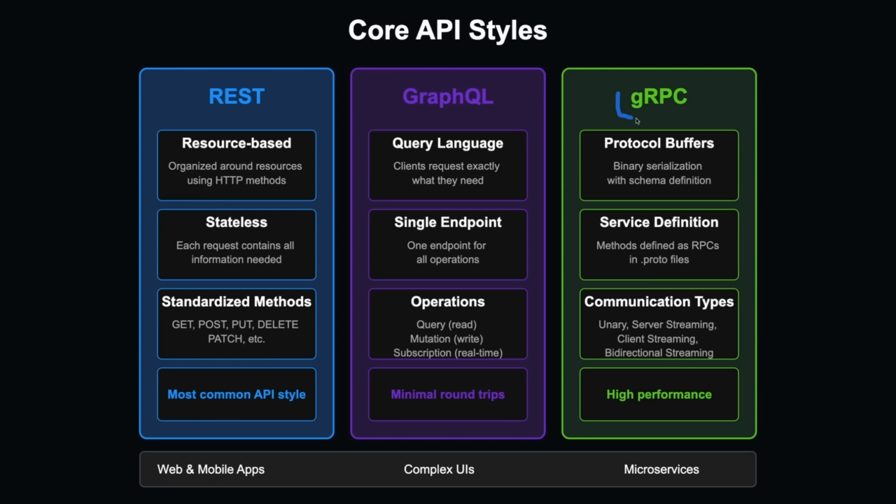And the last option is gRPC. I would say this is the least common one out of these 3. gRPC is a high-performance RPC framework which is using protocol buffers for communication.